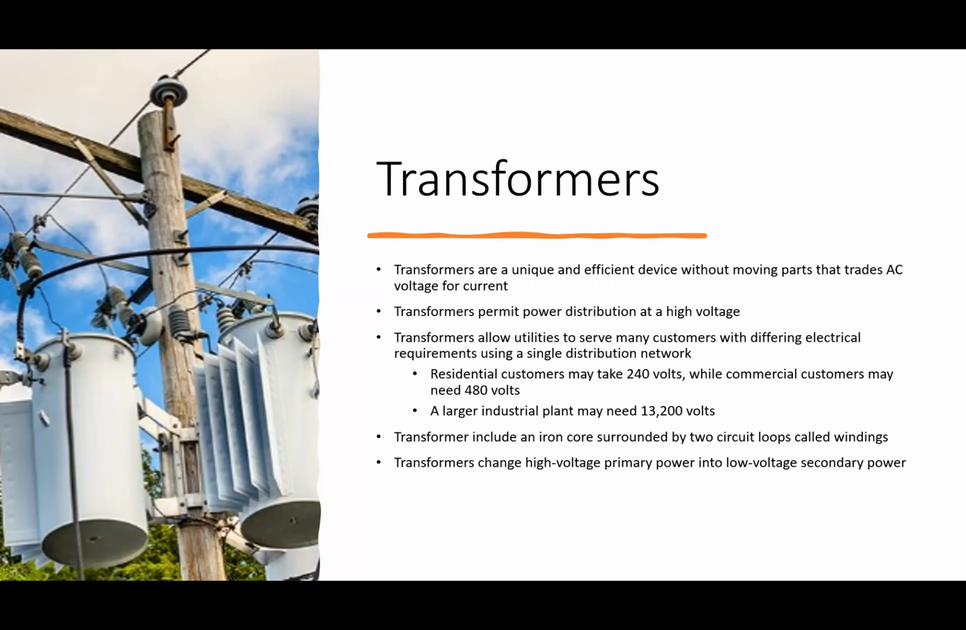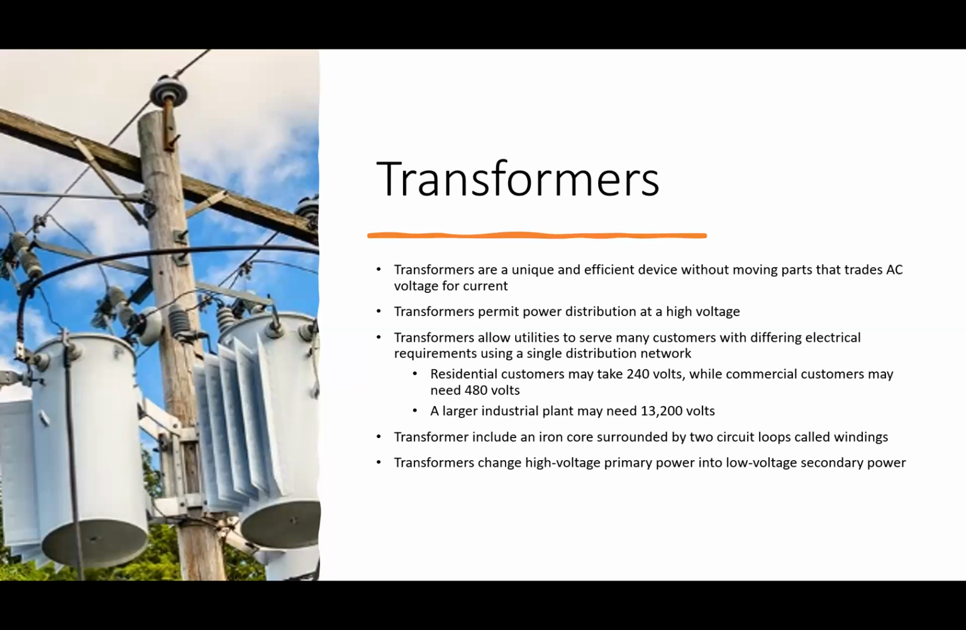Here, I use the example from the book, which is residential customers may take 240 volts, while commercial customers may take 480 volts. This means they can use the same transformer and send out different volts and different power requirements for each building. I threw this next one in here. Large industrial plants may need up to 13,200 volts, which is quite a bit more than the other two.